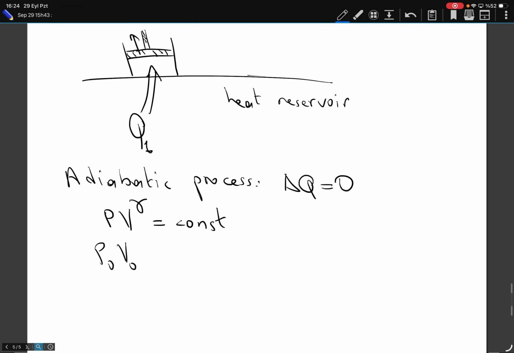P0 V0 to the gamma, whatever the initial pressure and volume are during this adiabatic change, it will be the same throughout the process. Of course, the temperature of the system will also change. If the system is doing work, it is converting its internal energy to external work, and hence its internal energy should decrease, so the temperature should decrease.